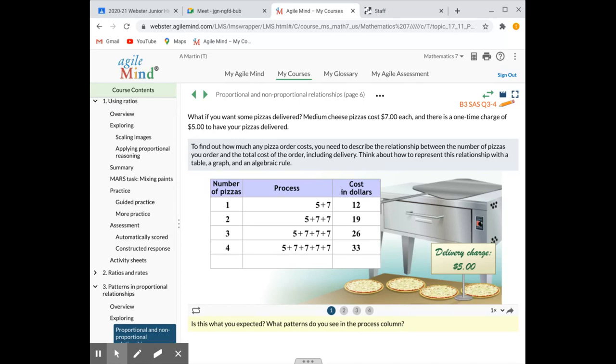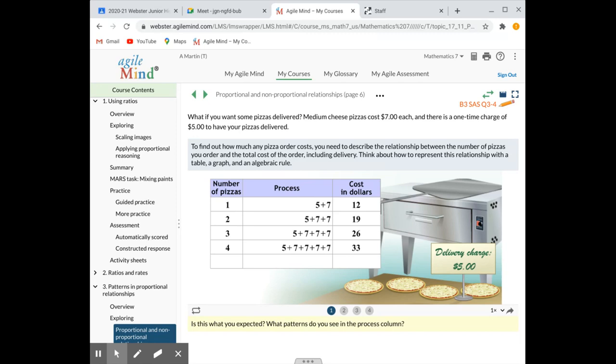If you have a pizza delivered to your house, you're paying how much? $5. So no matter how many pizzas we buy, the delivery charge is always going to be what? $5. So we can still find out how much our pizzas cost, but after we find out how much our pizzas cost, what do we have to do? Add the delivery charge. Correct. Great job. All right. So the process is exactly the same.